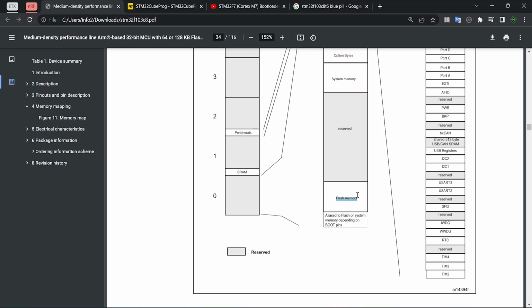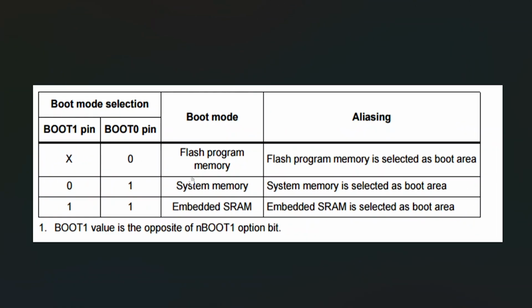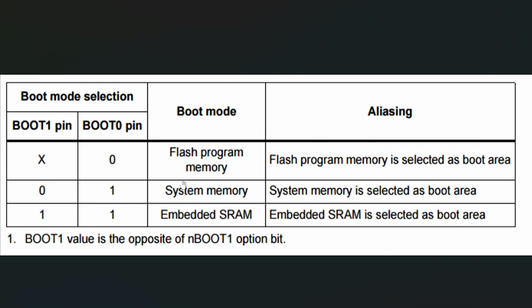Now, we will see the boot modes of this STM32F1 microcontroller. It has two boot pins, boot pin 0 and boot pin 1. If boot pin 0 is connected to ground, it will boot from the flash memory. If you connect boot pin 0 to 1 and boot pin 1 to ground, then the controller will boot from the system memory where the system bootloader resides. If you connect both boot pins to 1, then it will boot from the SRAM.